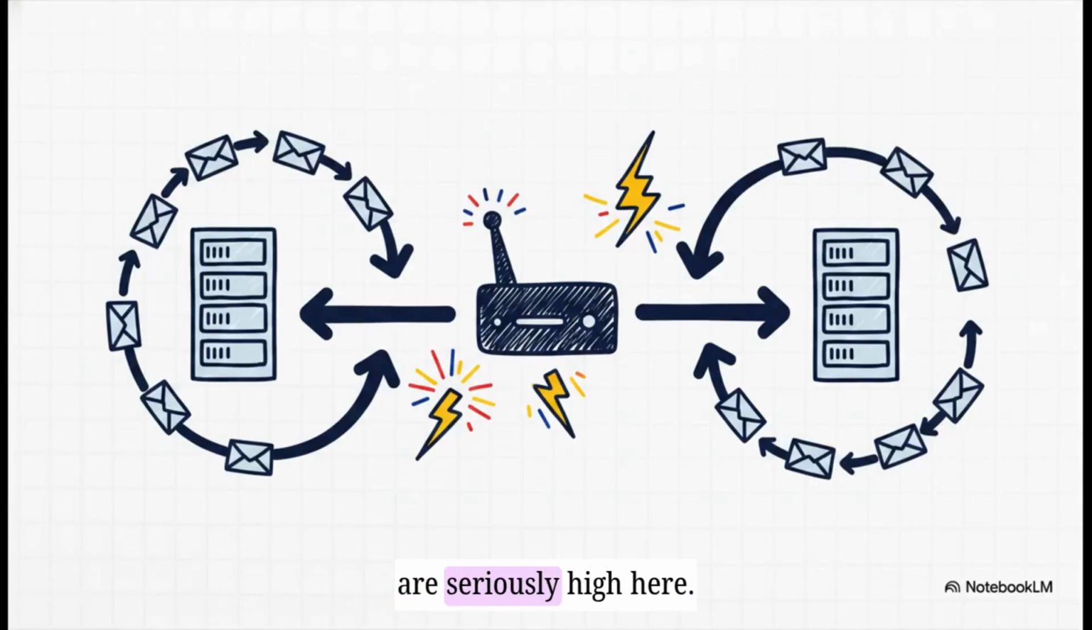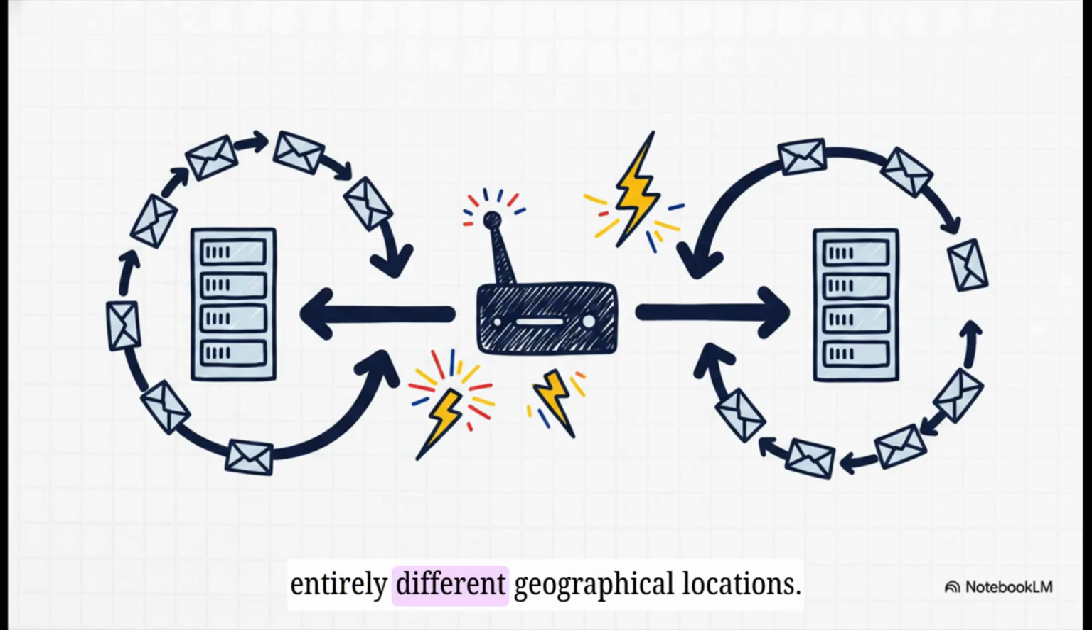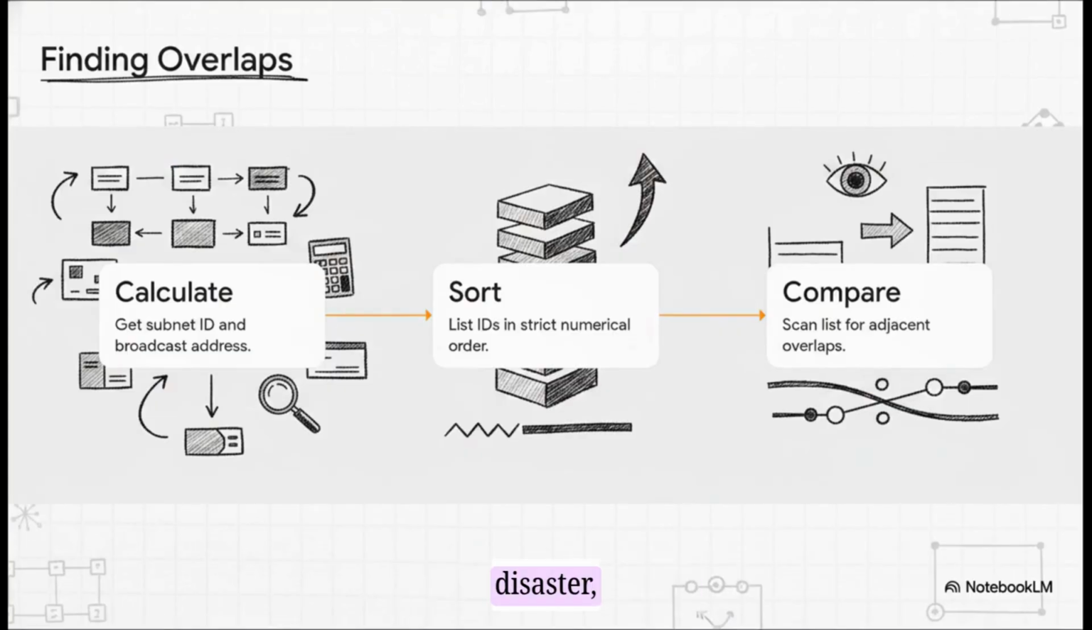And the stakes are seriously high here. If you accidentally implement overlapping subnets, it's not just a cute little warning light on a dashboard. It means routing tables have overlapping entries, which causes routers to try and assign identical IP addresses to entirely different geographical locations. When that happens, packets get lost, hosts can't communicate, and the network just essentially breaks down. To prevent this absolute disaster, we rely on a highly structured, fail-safe procedural method. Cisco recommends a strict three-step process for spotting these overlaps before they break your network.